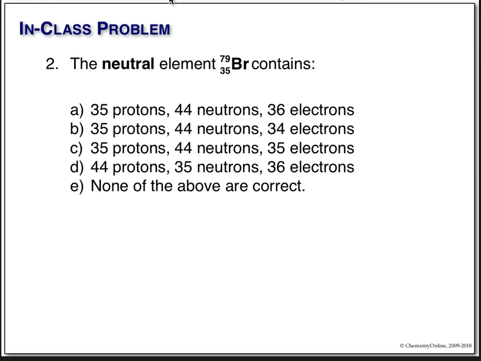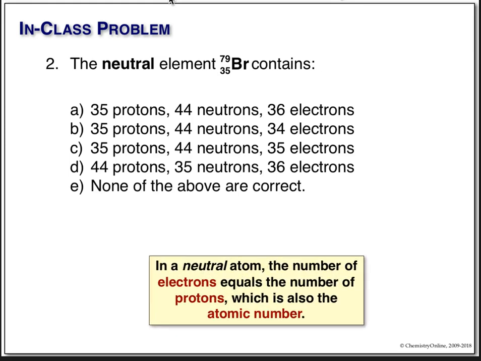How many electrons does it have? If it's neutral, protons must equal electrons. 35 electrons.